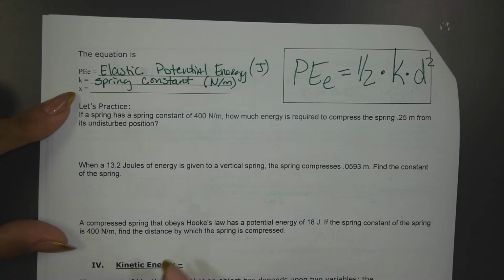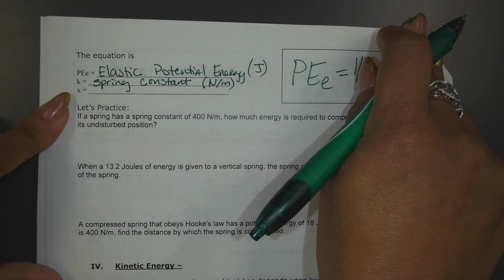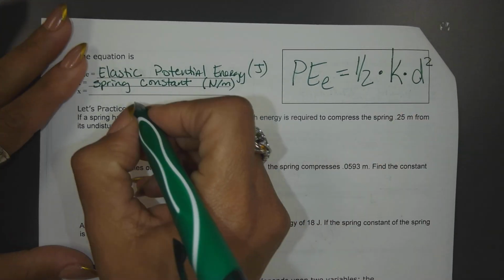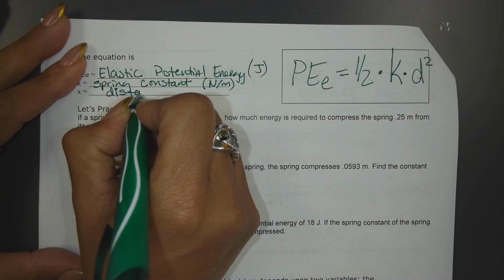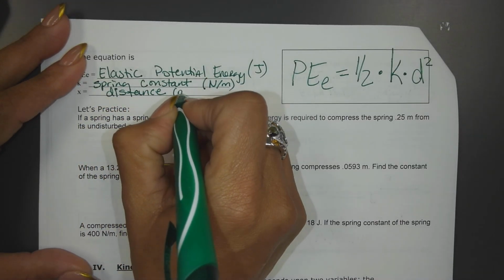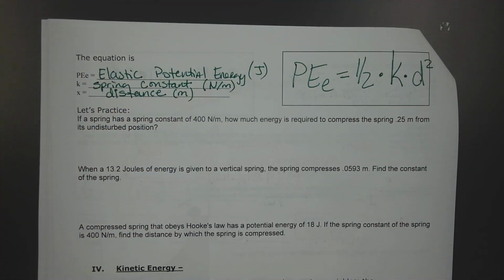And then x or d, which we've used earlier this school year, stands for distance, position, location. And we know that it should be in meters.